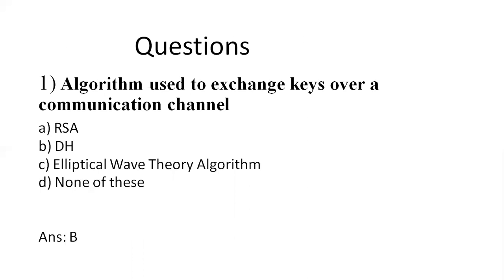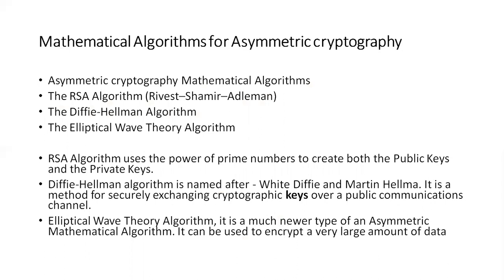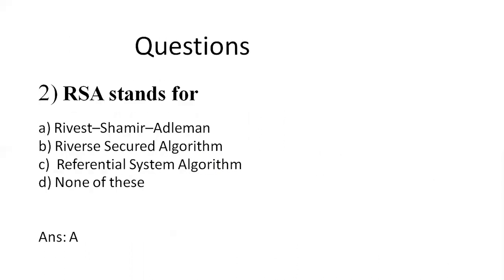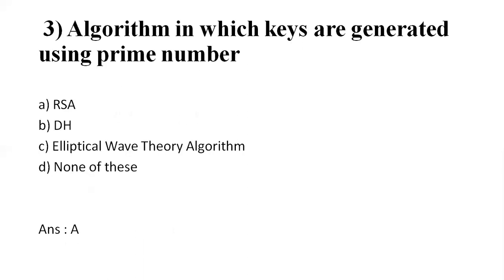Let us see some simple multiple choice questions based on today's talk. Which algorithm is used to exchange keys over a communication channel: RSA, DH, elliptic curve algorithm, or none of these? The correct answer is DH. DH means Diffie-Hellman algorithm. What does RSA stand for: Reverse Shamir-Adleman, Reverse Secured Algorithm, Referential System Algorithm, or none of these? Since it is based on the three scientists' names, the correct answer is Rivest-Shamir-Adleman. So the correct answer is A.